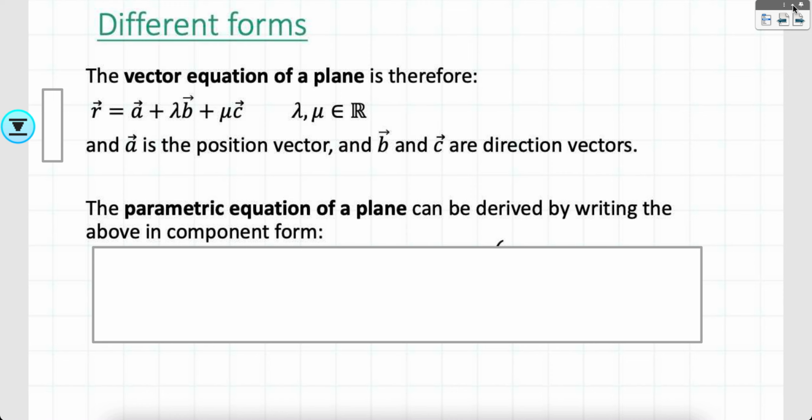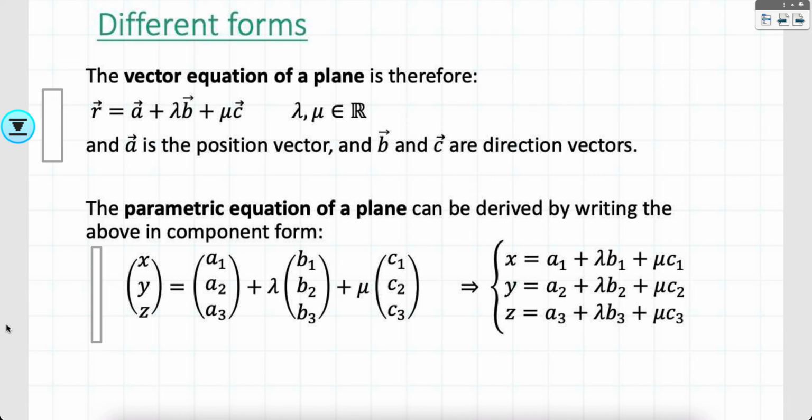Now for parametric form, it's much easier if you can see them in component form. So the equation of the plane can be written as such, if I write it in component form. To convert it to parametric form, just as we did with the equation of a line, you take each value, so the x value altogether you have a1, lambda b1, mu c1, and so on for the y and the z. So this would be in parametric form.